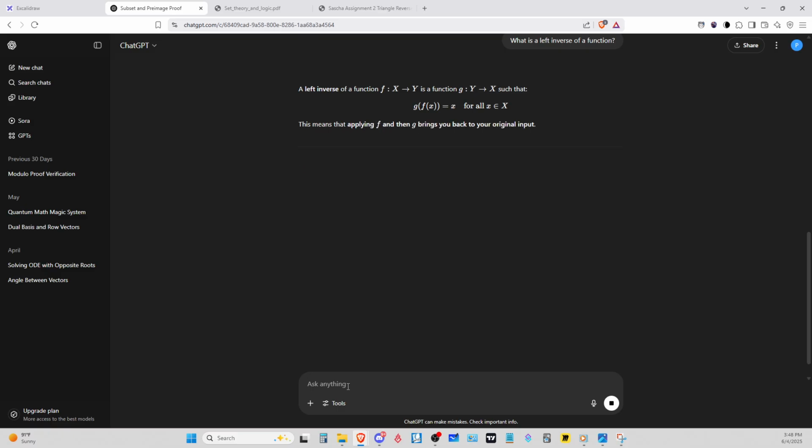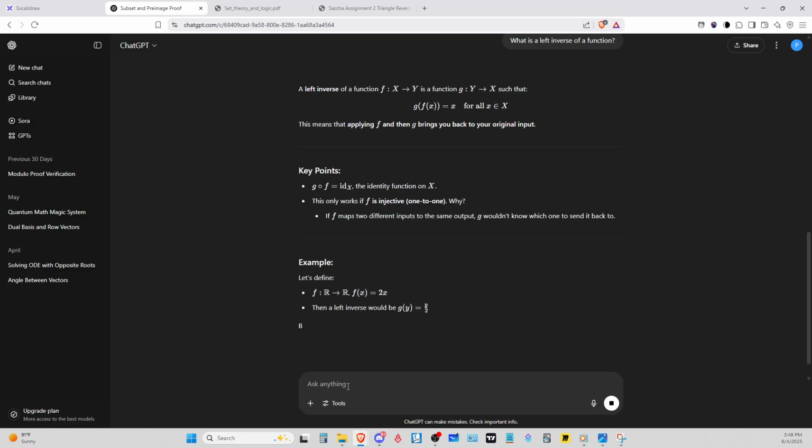Let's see, a left inverse of a function f from X to Y is a function g such that g(f(x)) = x for all x. Okay, this means that applying f and then g brings you back to the original input. Okay.